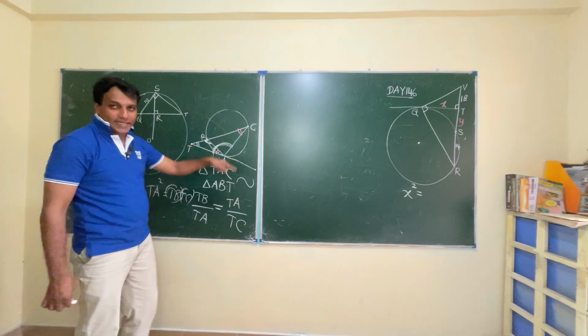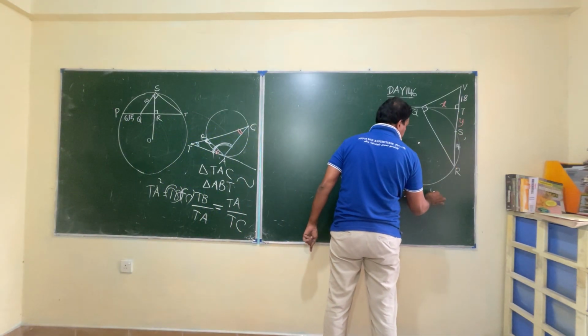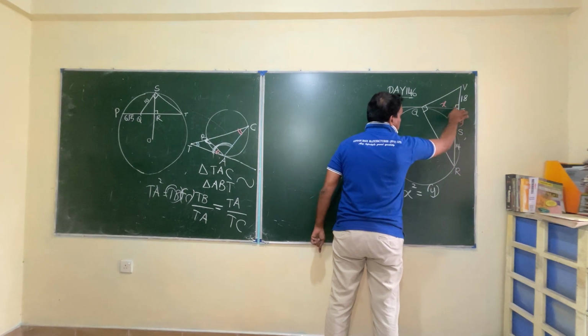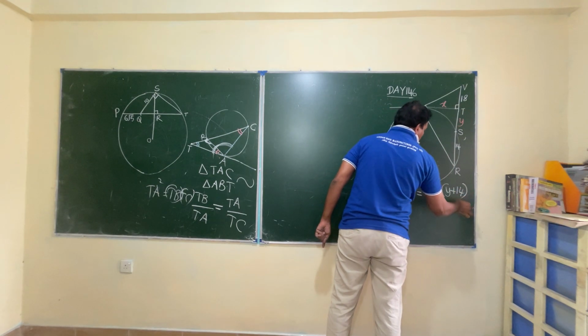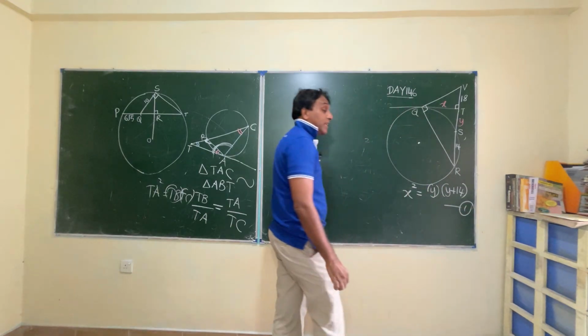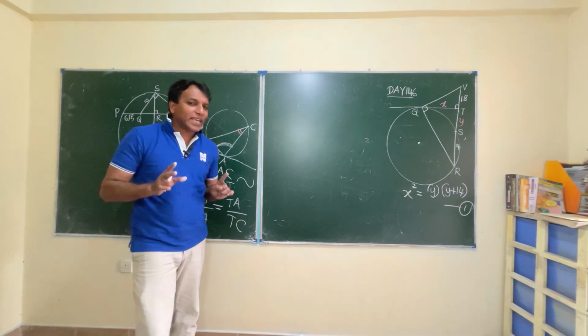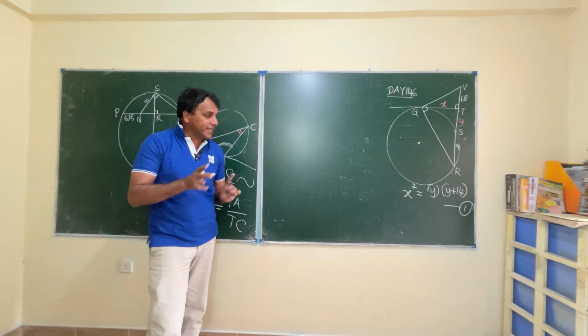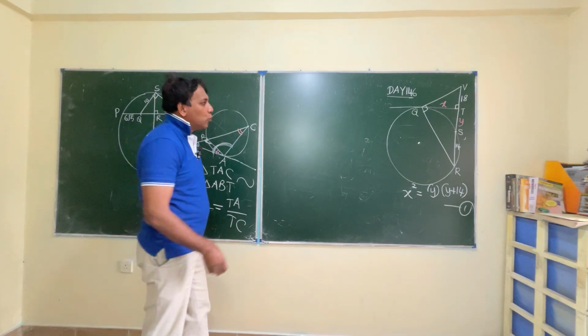The small one and the longest from the external point: small is y, the longest is y plus 14. Okay, that is number one, the first equation. Now we try another equation in terms of x and y, which I can also prove.